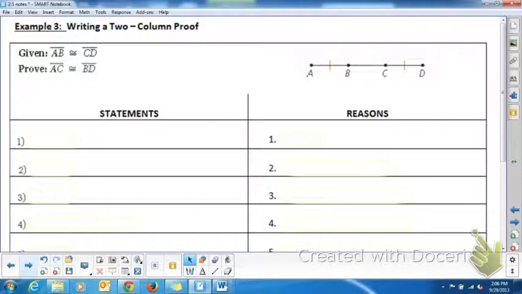Example 3, writing a two-column proof. Here we're given that segment AB is congruent to segment CD. We want to prove that AC is congruent to segment BD. Do you think that you can? How would we get there logically? That's what a proof is. So let's write our first proof together.